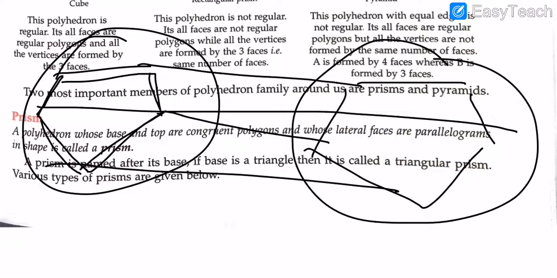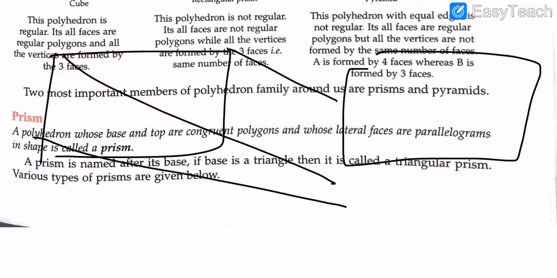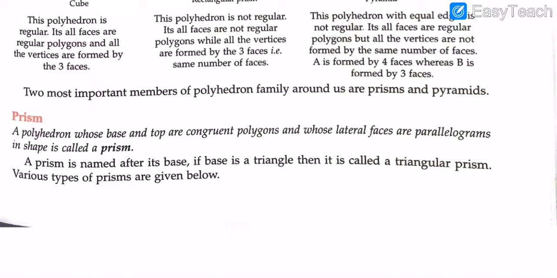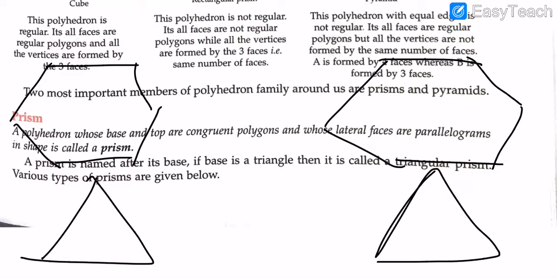Now, if both of these are also rectangles and they're joined by rectangles, then it will just be called a cuboid. So a rectangular prism is known as a cuboid itself. There are different types of prisms. Hexagonal prism, where there are 2 hexagons on both sides. Then pentagonal prism, where there are 2 pentagons on both sides. Then you have triangular prism, where there are triangles on both sides, right? So this is how it is, and this is mainly what a prism is.